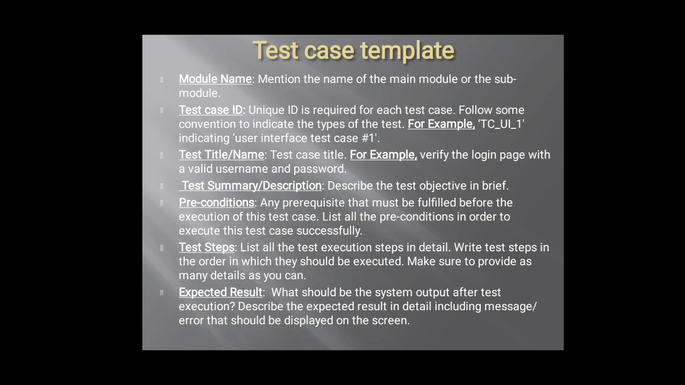Test summary or description. Describe the test objective in brief. So whatever is your task, what you are expecting, you have to write that as the summary or description for that particular test case. Preconditions means any prerequisite that must be fulfilled before the execution of this test. List all those preconditions in order to execute this test case successfully.